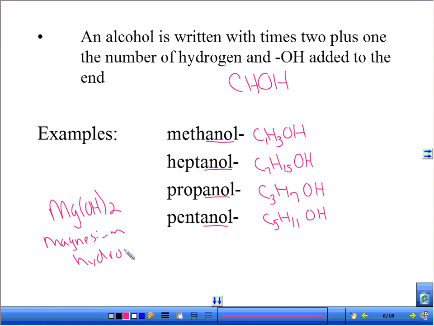This is an ionic compound. The difference being, this is a metal and a polyatomic ion, so it's not an alcohol. These are all non-metal, non-metal, non-metal, non-metal. So this is a special naming. This is an organic compound. So methanol, heptanol, propanol, pentanol. You add an "ol" to their endings. And again, they're just one word. So this should be really easy.